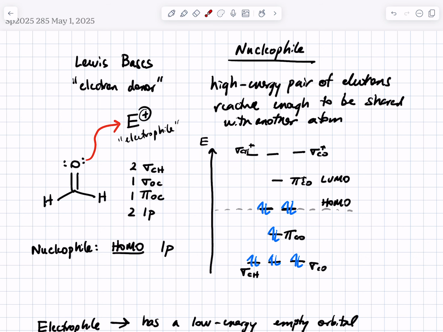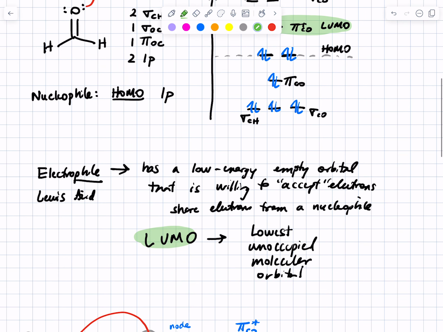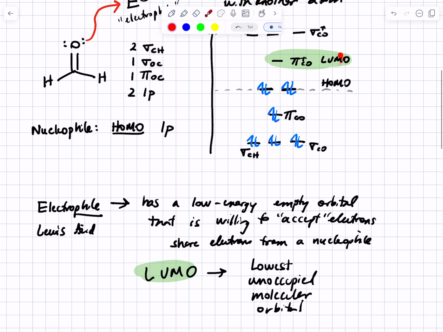Now, if formaldehyde were going to act as an electrophile, what we would care about for the LUMO is the lowest energy empty orbital. We're going to want to know where that is. An electrophile is a Lewis acid or electron acceptor, probably better said electron sharer. A Lewis acid can accept electrons to be shared from a nucleophile. An electrophile has a low energy empty orbital that's willing to share electrons with the nucleophile. And so we're looking for that LUMO. In this case, it's the carbon-oxygen pi star.